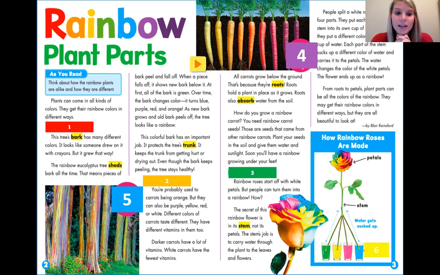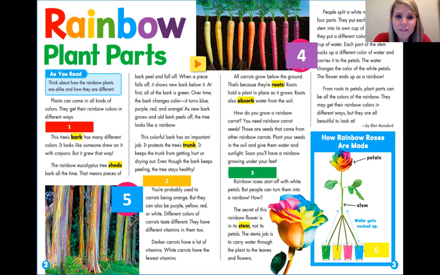This tree's bark has many different colors. It looks like someone drew on it with crayons, but it grew that way. The rainbow eucalyptus tree sheds bark all the time. That means pieces of bark peel and fall off. When a piece falls off, it shows new bark below it.